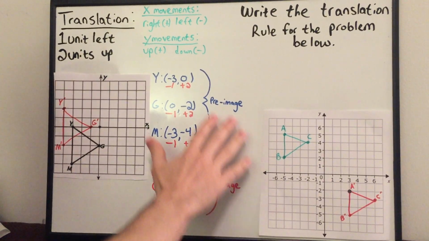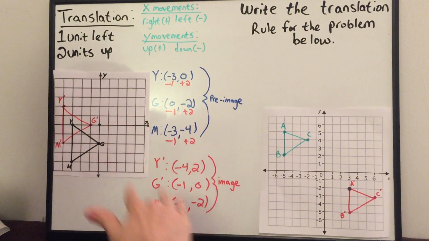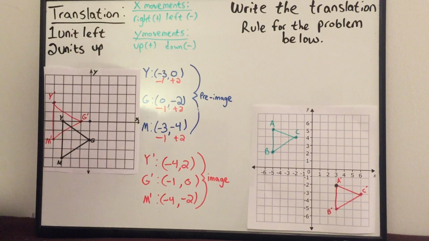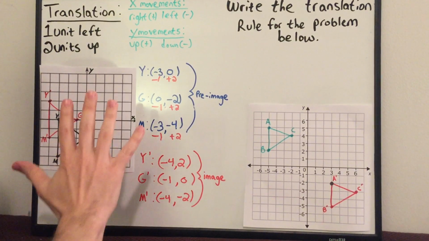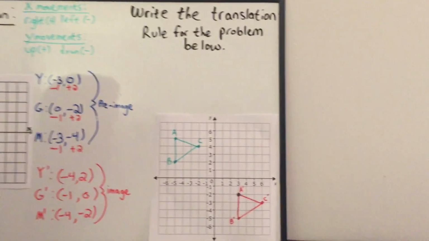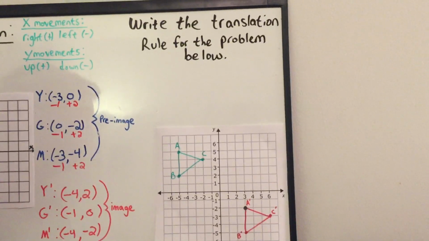But like I said, the reason I showed you this way is this comes in handy in just a second when we go to write the translation rule for the problem below. So that's how you're going to do problem 1. Let's jump into the second problem where we have to write the translation rule.